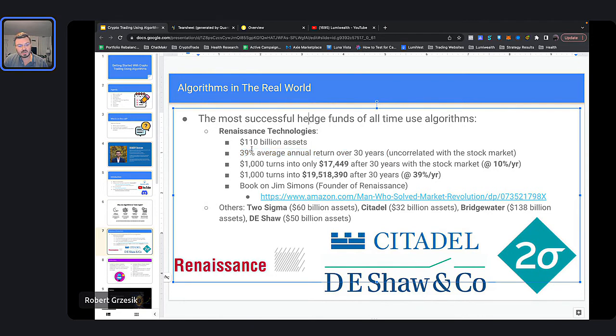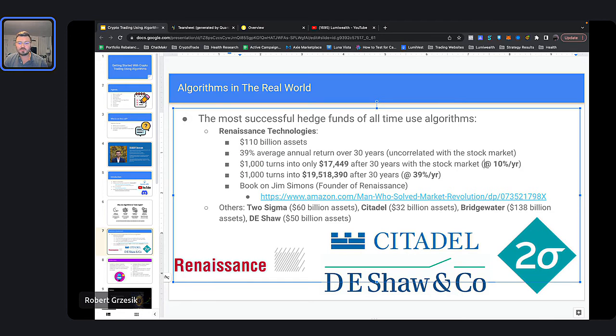And let's talk about what that 39% really means. Compound interest is quite a powerful force. Actually, Einstein said compound interest is the most powerful force on earth, and this is why. So let's say you had $1,000, you're saving for your retirement. You put $1,000 away and you just waited 30 years.